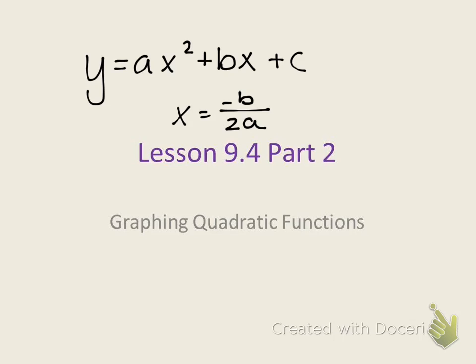What does the graph look like of a quadratic function? It's a parabola, which is a U-shaped graph that goes up or down. How do I know if the parabola opens up? If A is positive, it opens up. If A is negative, it opens down. Okay, that's all stuff that we learned in 9.4 part 1.